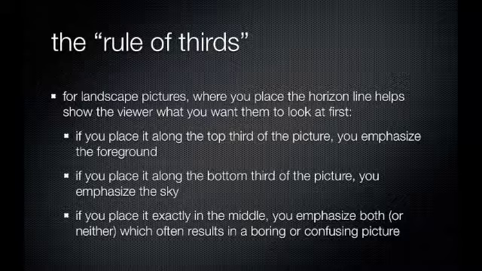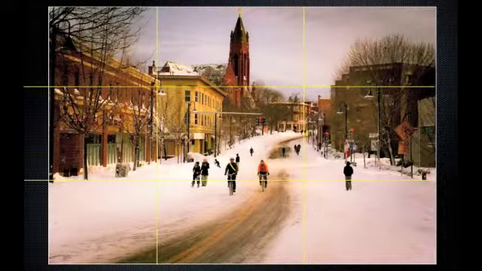Okay, so if you place it along the top third of the picture, what you actually do is you emphasize the foreground or the bottom of the picture. If you place the horizon line along the bottom of the picture, what you're really doing is emphasizing the sky or the top of the picture or the background. But if you place the horizon line directly across the middle of the picture, you're really emphasizing both or neither. And if you're emphasizing neither, what most people do accidentally, it results in a boring or a confusing picture. So here's the same picture cropped in three different ways just to show you what we're talking about.